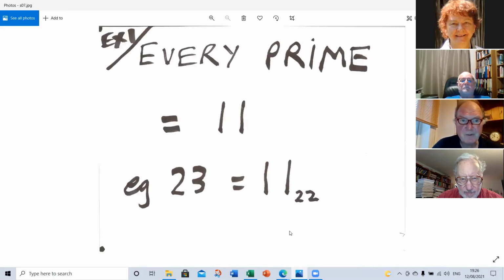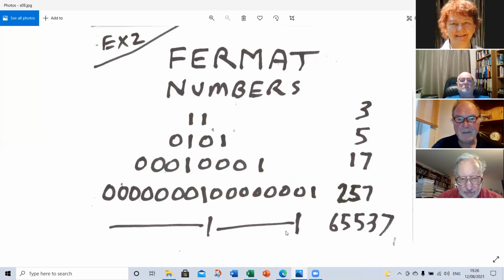So the exceptions: one's a very simple one, which is that every prime is in fact a periodic number, because, for example, 23 is simply 1 in base 22. So every prime can be expressed as 1, which is not that interesting, but it's important. And the other exception is that we have these things called the Fermat numbers, where A equals B equals 1.